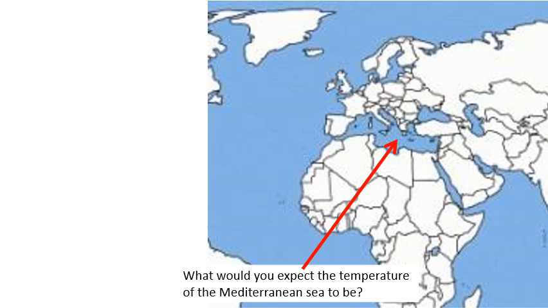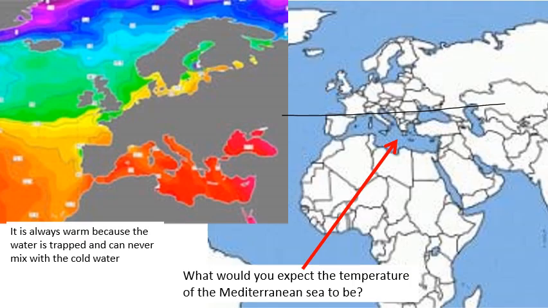Let's look at another example. Think about the Mediterranean. The Mediterranean is pretty far north. It's a lot further north than we are. So we wouldn't necessarily think of it as being too warm. However, if we look at a thermal image, the Mediterranean is a pretty warm bucket of water, especially for as far north as it is.